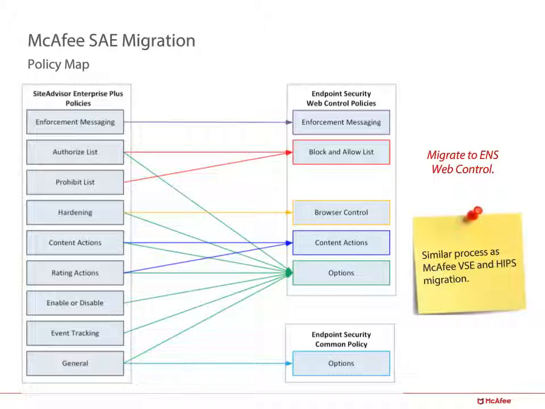You'll notice that for the content actions, you have some features that will go into content actions and some features that will go into the options. And the same thing with the rating actions. The enable or disable and event tracking, those two only go to the options, whereas for the general, you have some features that will go to the options policy and some of them that will go to the endpoint security options policy.